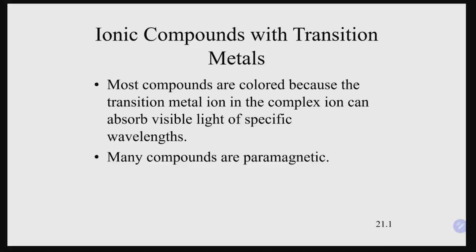Paramagnetic means unpaired electrons. Yes, that's what that means. So they have some unpaired electrons is what paramagnetic means. Diamagnetic means paired up electrons, opposite spins. We have our spin quantum number of m_s.